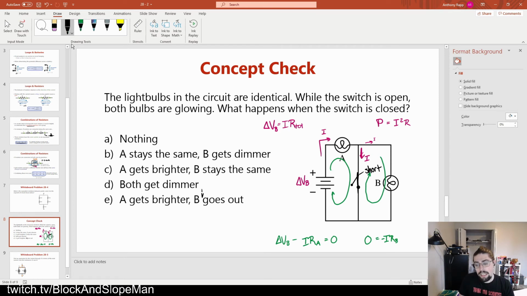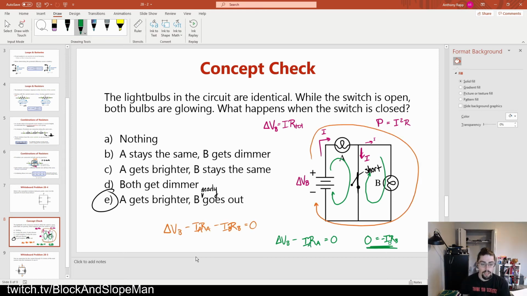B nearly goes out. It's going to be so dim that you can't perceive it. It's not going to glow. It's not going to do anything like that, right? There are maybe a handful of electrons going through it, but not any more than that. But A would certainly get much brighter.